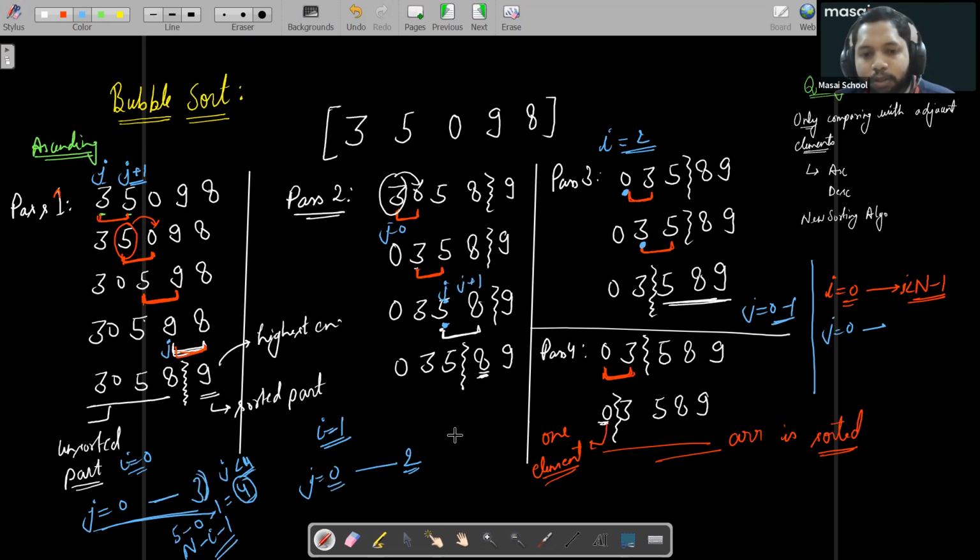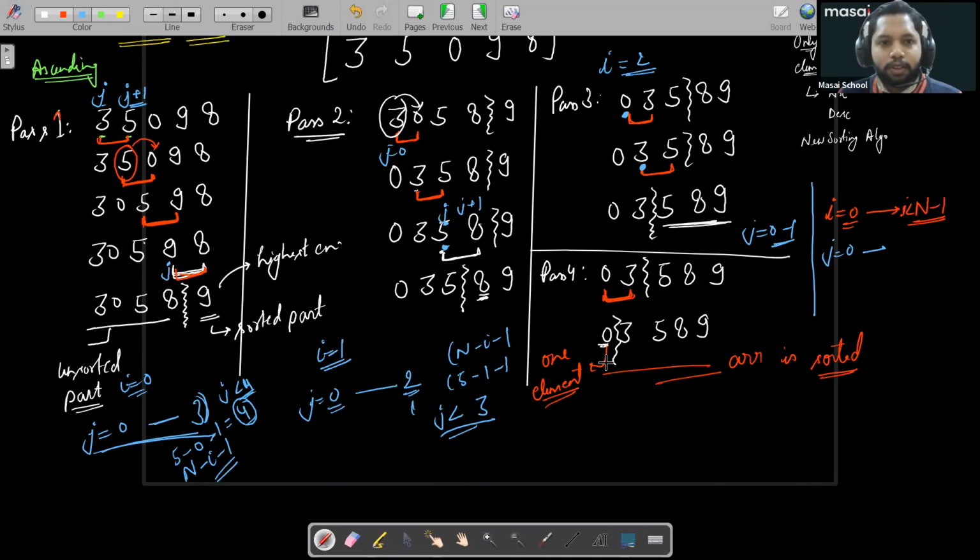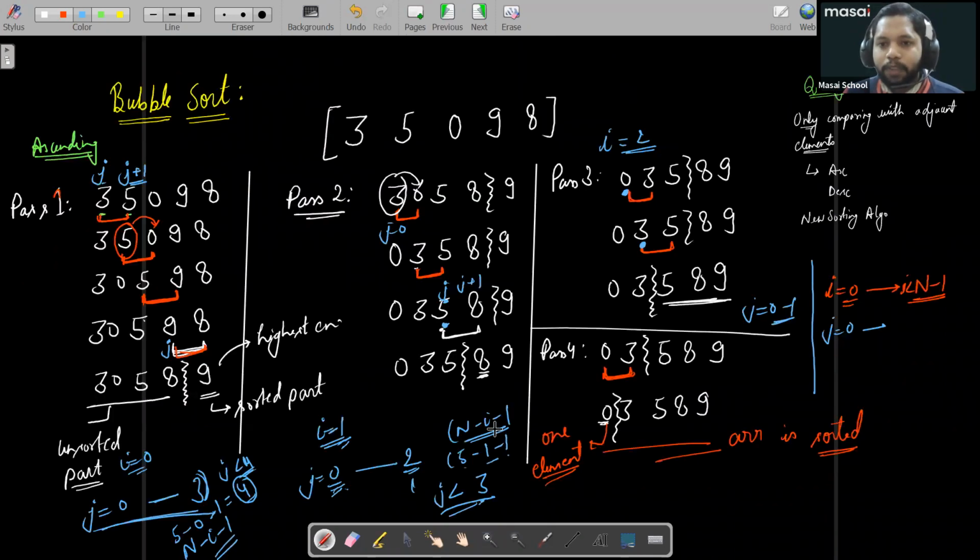Here also, n minus i minus 1. n is 5, i is 1 and 1. So it will be 3. So my j is less than 3. That means j is going till 2. Got it? Lower text is not visible. Okay. I will try to avoid it from the next time. Can you guys see? i is at 1, j is at 0. So it is going from 0 to 2. That is n minus i minus 1, 5 minus 1 minus 1. That is j less than 3. Got it? Okay. So let's move to the next slide.